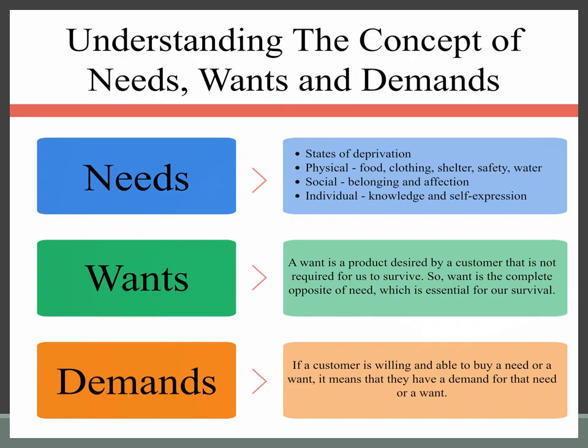Wants. A want is a product desired by a customer that is not required for survival. So want is the opposite of need, which is essential for survival, whereas a want may not be essential for survival. We'll talk about one more higher level, which is demand. If a customer is willing and able to buy a need or a want, it means they have a demand for that need or want. So it has to be supported by the ability to buy any product and services.